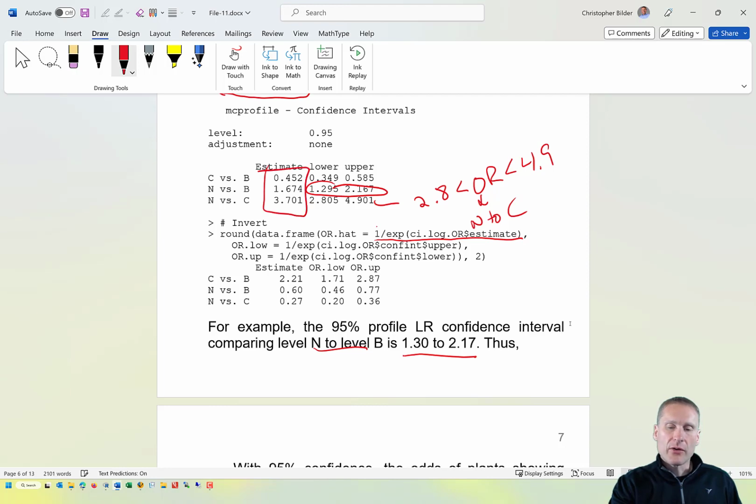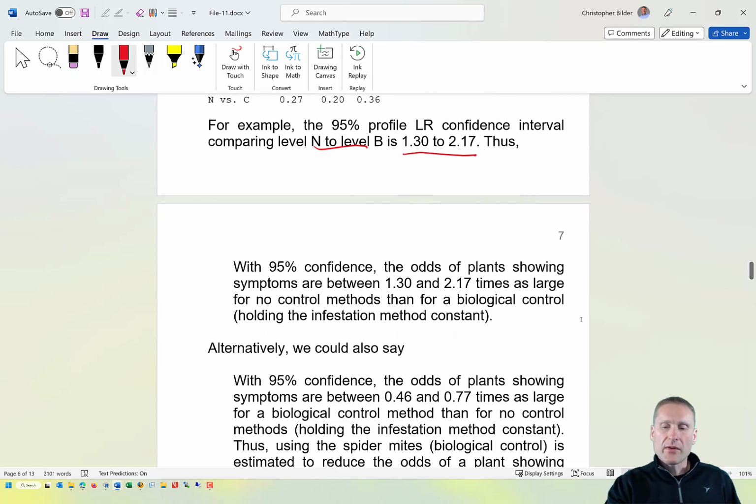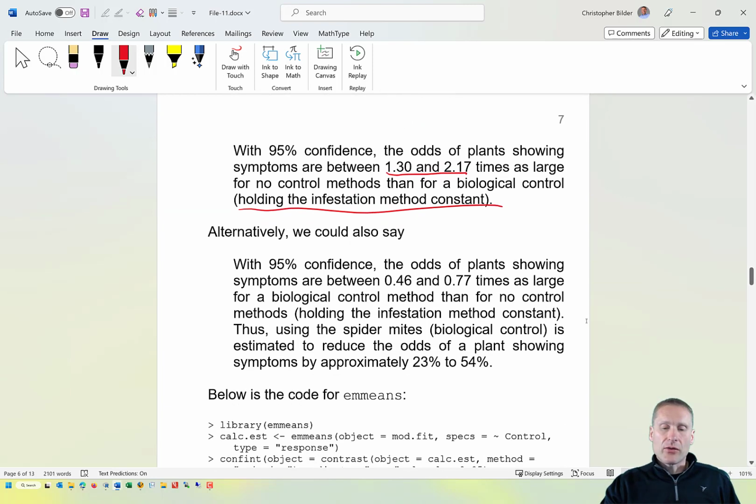Notice also I failed to mention those are the estimates that we had before when we calculated it a different way. So to interpret this particular interval, I would say with 95% confidence, the odds of plants showing symptoms are between 1.3 and 2.17 times as large for using no control methods than for using a biological control, holding the infestation method constant. Notice 1 is not inside that interval. So what this is telling me is that indeed, if you don't use a control at all, these plants are going to come down with this virus more often than if you were to use, in this case, a biological control.